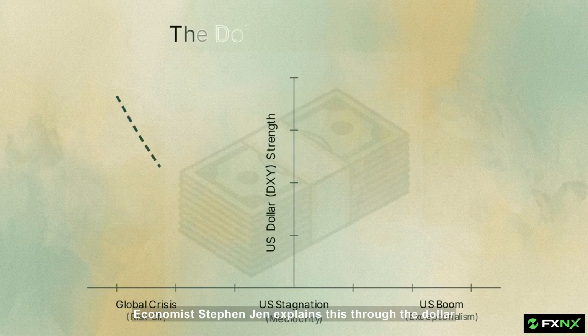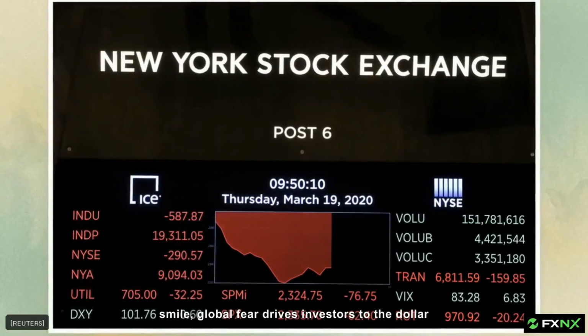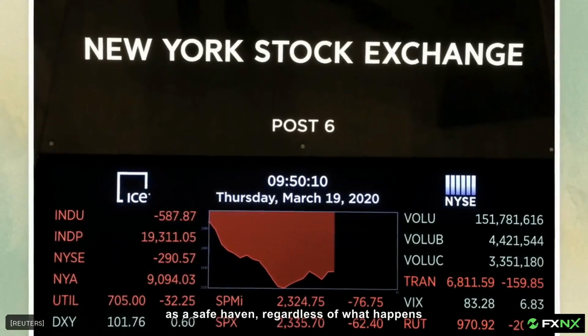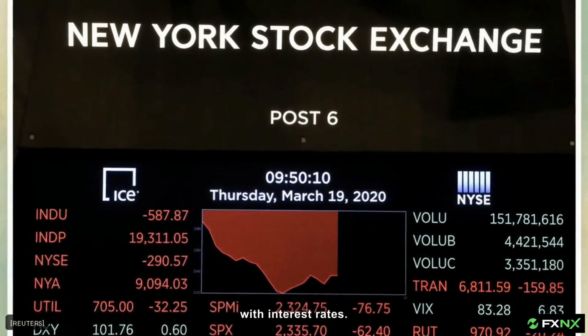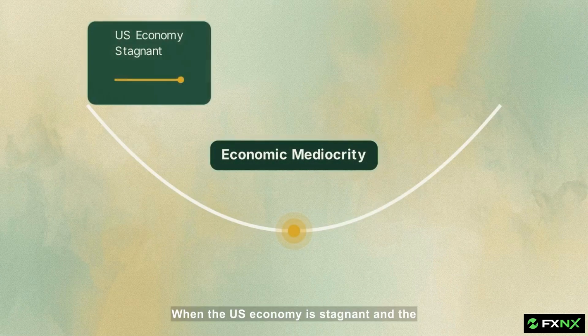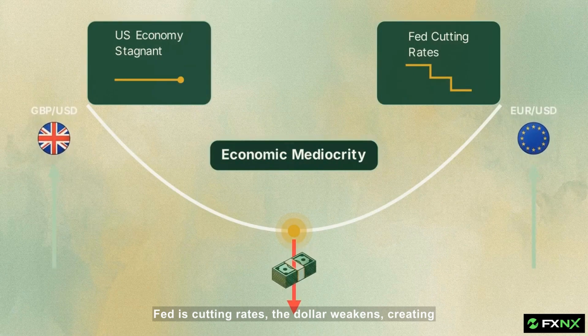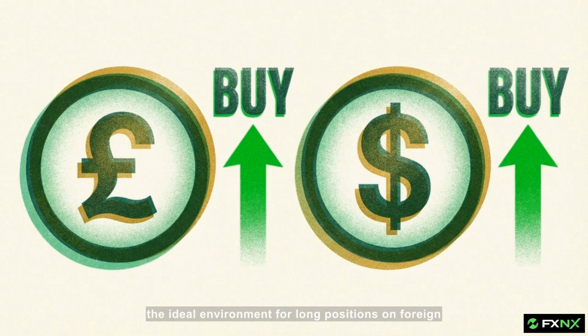Economist Stephen Jen explains this through the dollar smile theory. On the left side of the smile, global fear drives investors to the dollar as a safe haven, regardless of what happens with interest rates. The bottom of the smile represents economic mediocrity. When the U.S. economy is stagnant and the Fed is cutting rates, the dollar weakens, creating the ideal environment for long positions on foreign pairs like the pound or the Australian dollar.